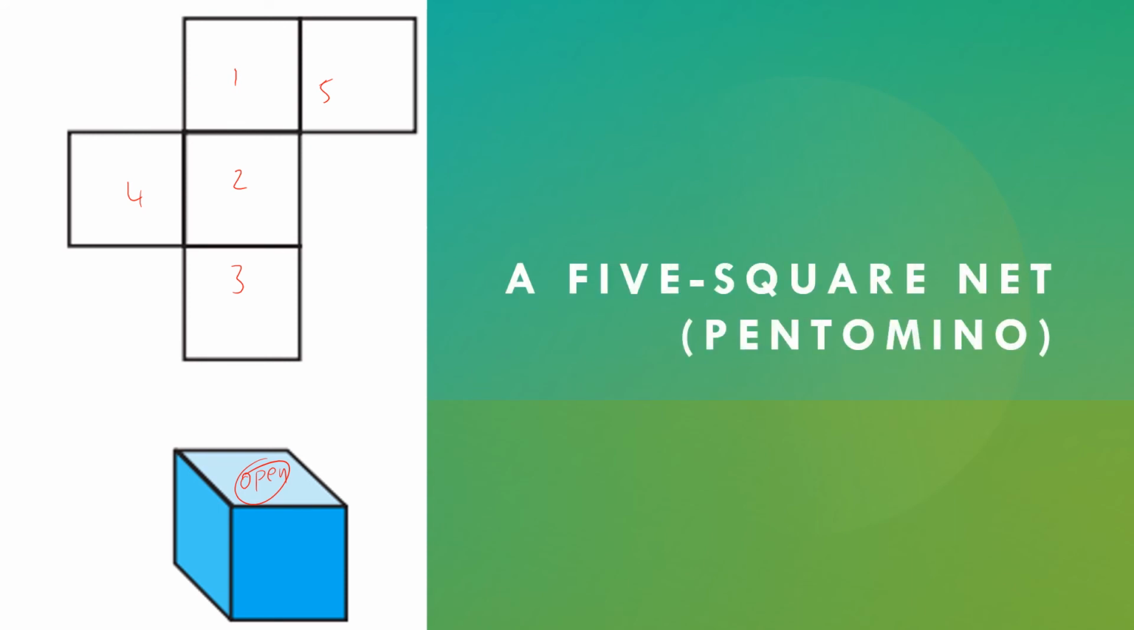Here we have a speciality. Only 5 squares are there: 1, 2, 3, 4, 5. Simply numbering it. We cannot make a cube out of it, but one side will be open. Only either this side or any side. One side will be open. When I made it, it was made from 5 squares. We call it a pentomino.